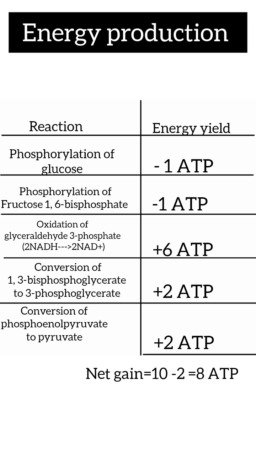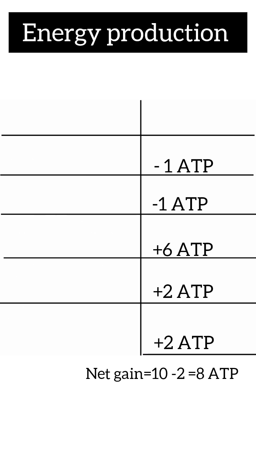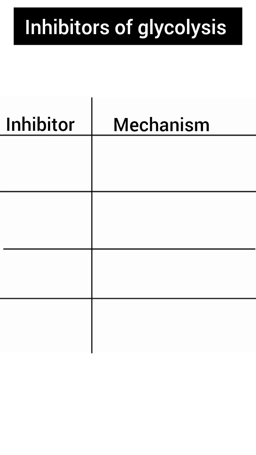Okay, now let's talk about the inhibitors of glycolysis. We have iodoacetate. How does iodoacetate inhibit glycolysis? It does this by blocking glyceraldehyde 3-phosphate dehydrogenase by binding cysteine, and this halts the conversion of glyceraldehyde 3-phosphate to 1,3-bisphosphoglycerate.